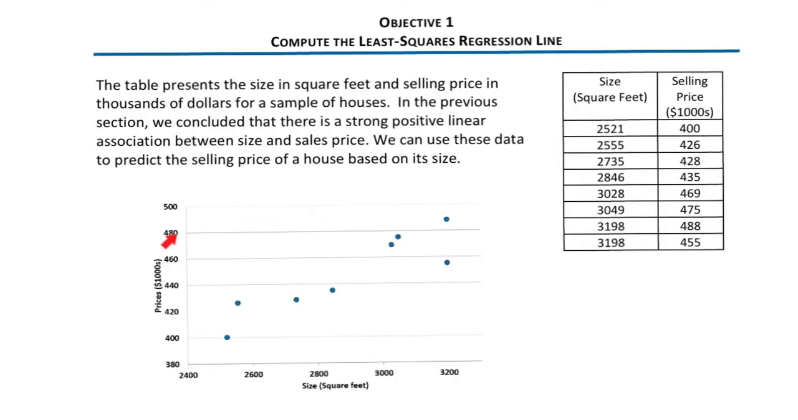This is the scatter plot of selling price versus the house size of a sample of 8 houses. This is an example from the previous section, and we concluded that there is a strong positive linear association between the size and the sale price, and we can use this data to predict the selling price of the house based on its size.